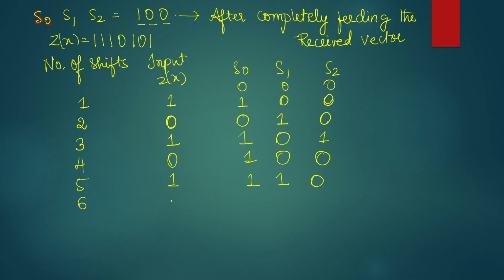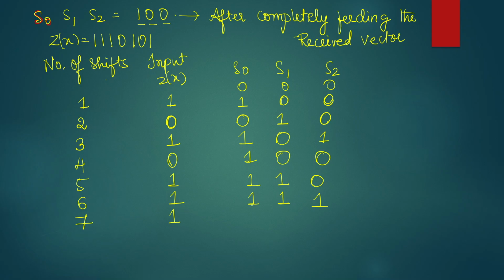Sixth one, again a 1, 1 plus 0 is 1, 1 plus 0 is again a 1, this 1 gets shifted to the right, so it is 1 1 1. Seventh one, the last bit of the transmitted one, so all 1s, the last one would be there, so here there is all 1 contents.